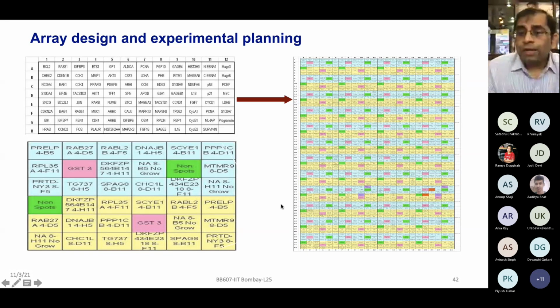I want the array to look like this. Every spot to be printed in duplicate, like this GST spot or non-spot. Every spot in duplicate, and not so close to each other. Like in this case, you see this spot is slightly far off from this spot. So if any neighboring effect or diffusion happens, this will minimize it. Again, you are keeping it diagonal.